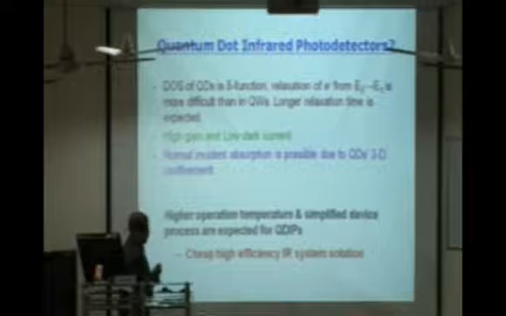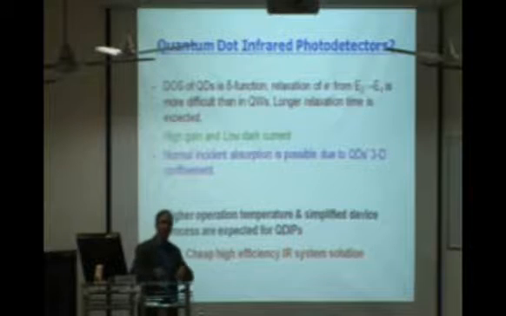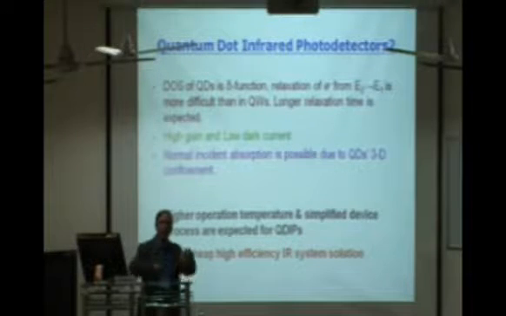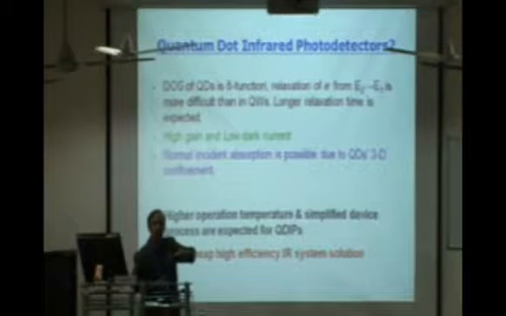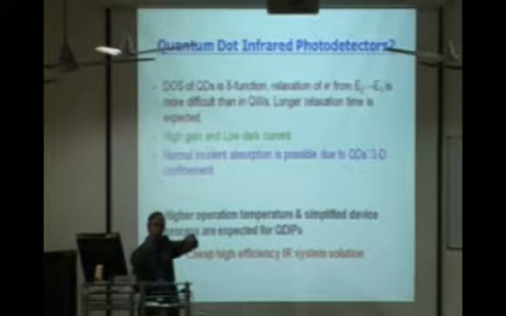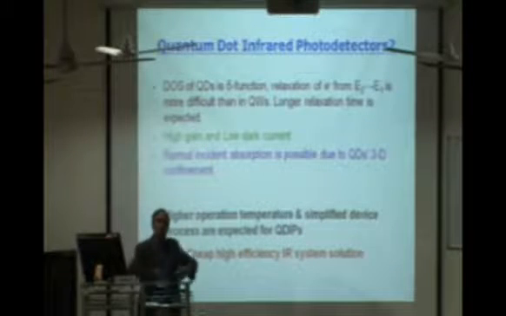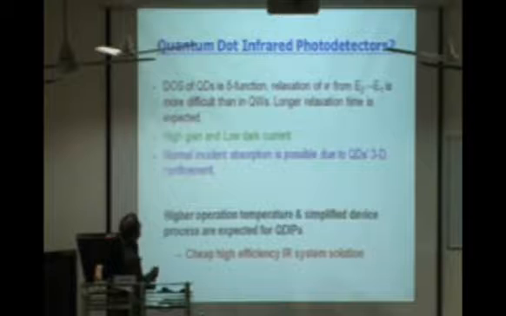In fact, the transition selection rules actually depend upon whether we make a quantum well or a quantum dot. In a quantum well, this transition selection rule is not very favorable to make a normal incidence photodetector, so most people put in a grating. But if you make a quantum dot, it is confined in 3 dimensions, so it's easily possible to have a normal incidence detector. That's why the quantum dot is much more favorable than the quantum well.